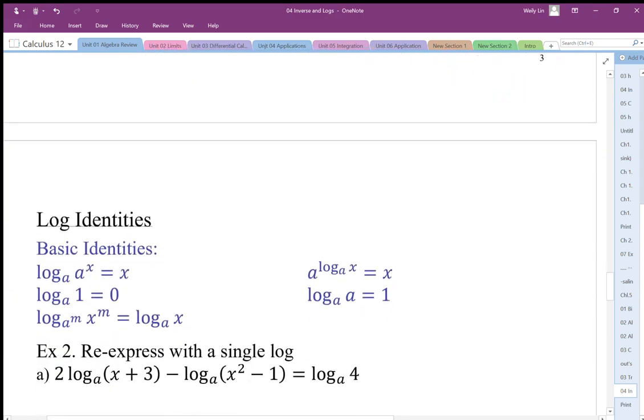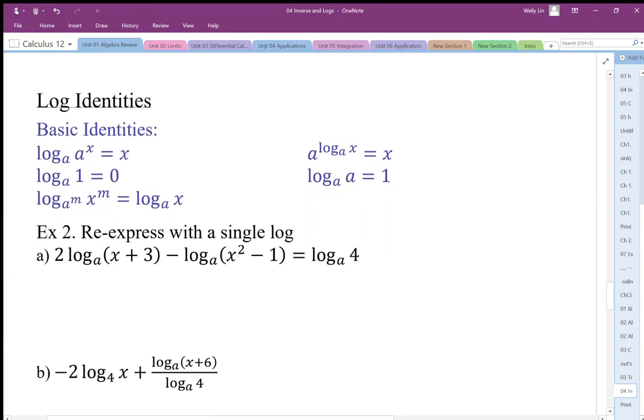So, log identities. Make sure we know some basic log identities. Essentially, the log and exponent undo each other. So in this case, the exponent x with base a, log base a, gives us x. This is a reverse form of that. The log and exponent undo each other.